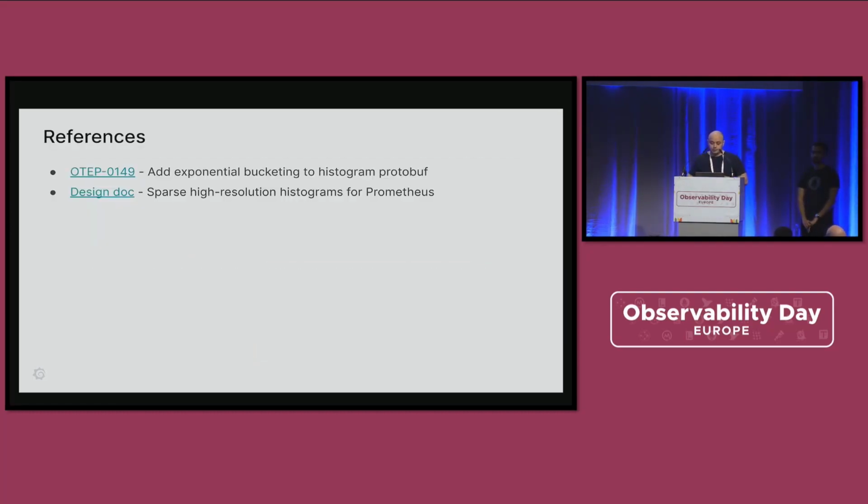So if you want to learn more about exponential and native histograms, you can take a look at the OTEP about adding exponential bucketing to histogram protobuf, or the design doc about sparse high-resolution histograms for Prometheus from Björn.